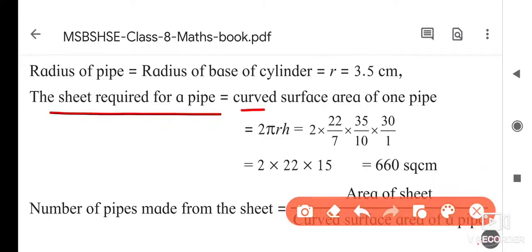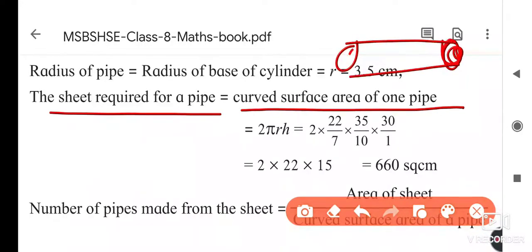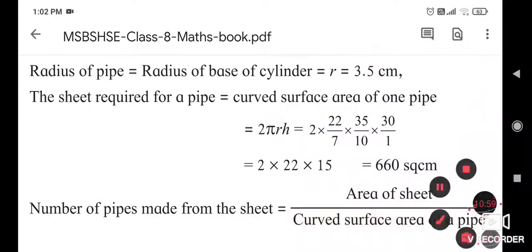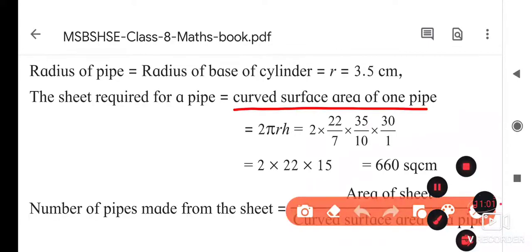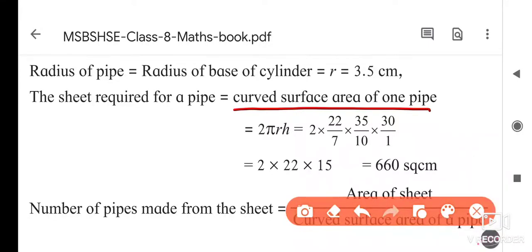The total curved surface area, because they are not told us, that is we have to close this from above and below. Pipes are generally open from both sides, so we are taking into account only the curved surface area, not the total surface area. Okay, so the sheet required for a pipe is equal to the curved surface area of one pipe, that is 2 pi r h.